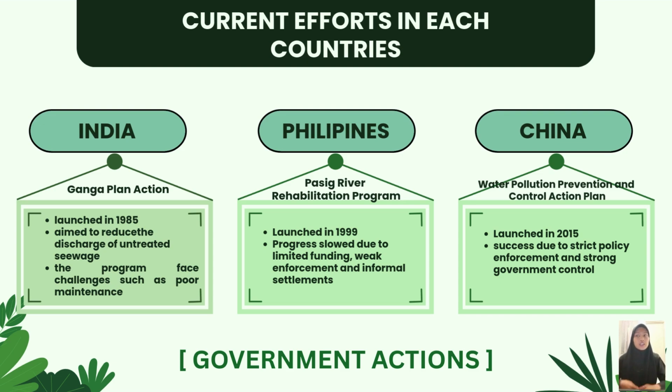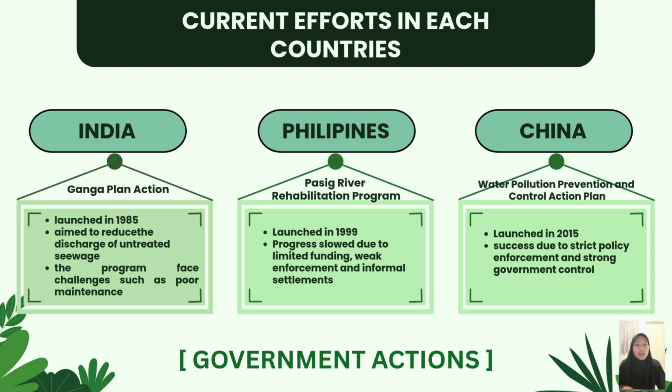So first, in India, the government launched the Ganga Action Plan in 1985 with a local budget of approximately 20,000 to 22,500 rupees to reduce the discharge of untreated sewage and restore the river's health. The plan includes sewage treatment plant (STP) construction and upgrade, treatment of wastewater, and industrial effluent monitoring. However, there are still weaknesses in this action, particularly poor governance, inefficient use of funds, and poor maintenance of sewage treatment plants (STP).